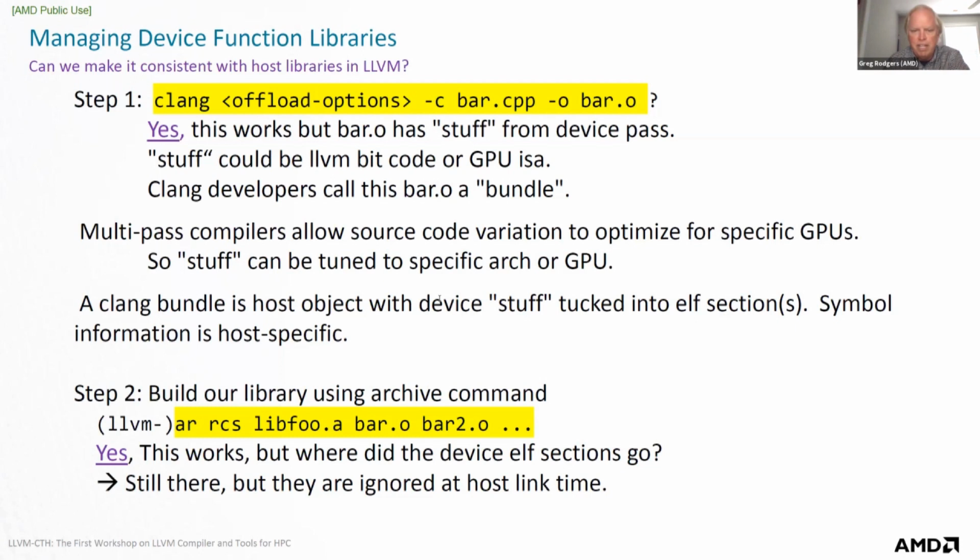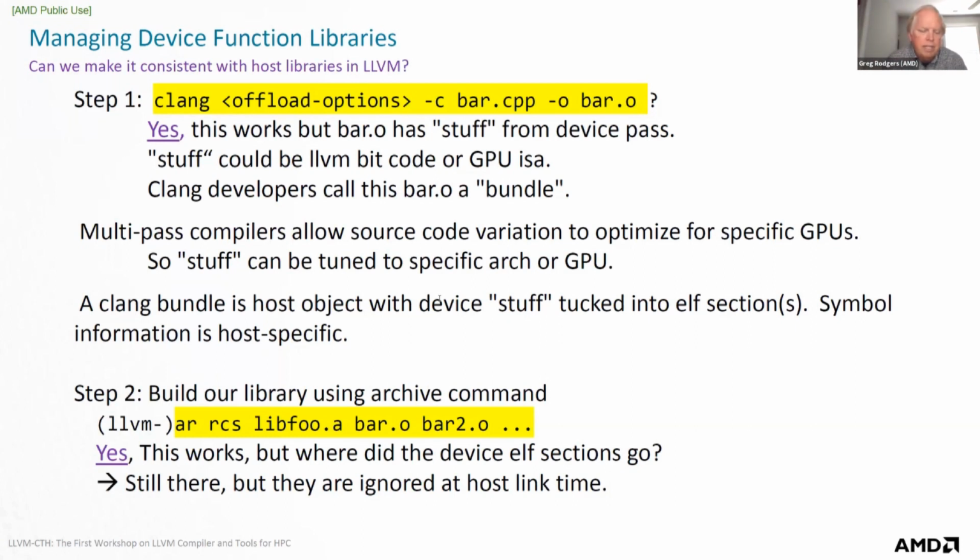I'm going to use the word stuff a lot here because stuff could be a couple of different things, but it has stuff from the device paths, because when you're using offloading, the Clang compiler is going to have multiple passes across your code, and you're going to end up having a host object and then embedded into that, device code. So the Clang developers, we call this today a bundle. There are bundling tools in the system, but essentially you get a single file that's a bundle. Multipass compilers allow the source code variation to optimize for specific GPUs. So that stuff that you have in there for the device could actually be tuned specifically for an architecture.